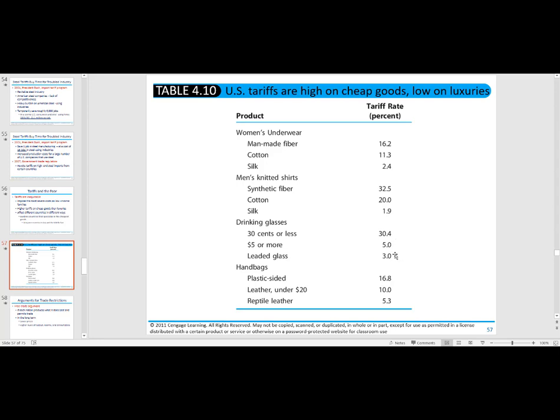So what you see here is a regressive tariff system. It imposes a lower burden to the people that buy the expensive stuff. So therefore, that's why it's argued that tariffs are inequitable.